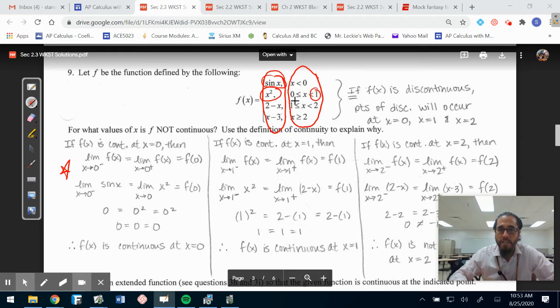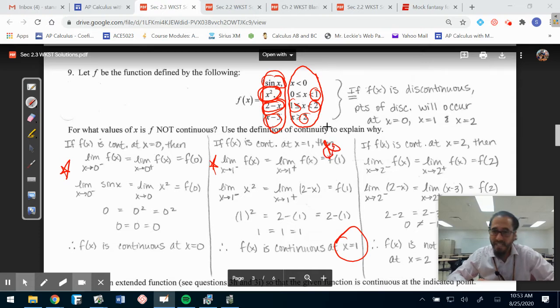At 1 you could jump because from the left you're using that, from the right you're using that. That's this piece right here. Oh, sweet. Everything equals 1. That means it's continuous at 1. We don't jump. And the last one, you could also jump at 2 because if you go left it's this, right is this. Oh, snap. My face is in the way.